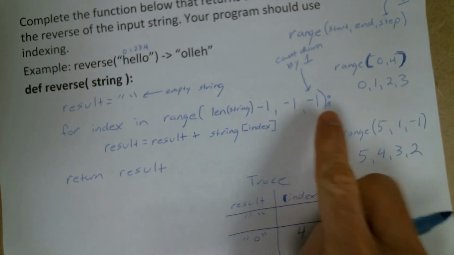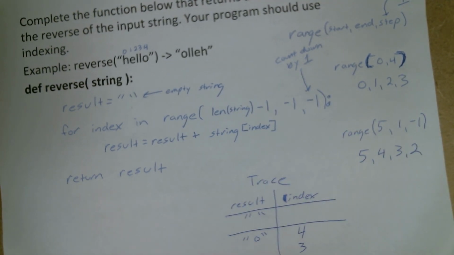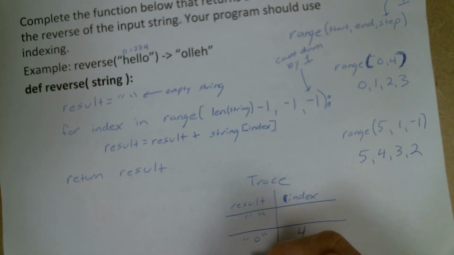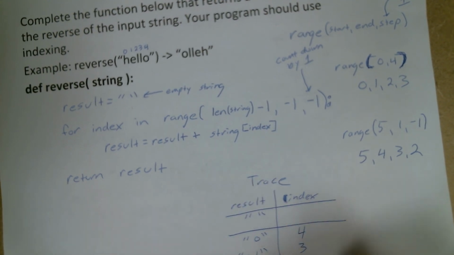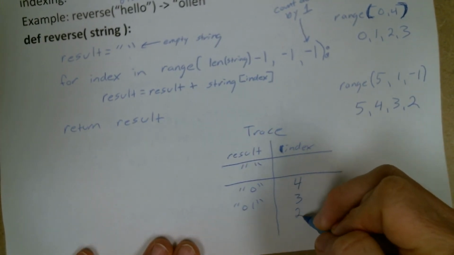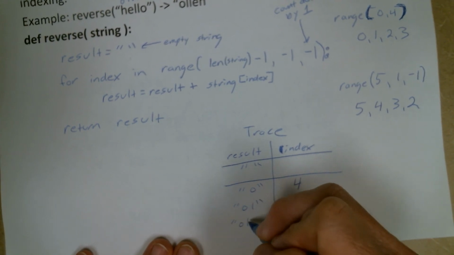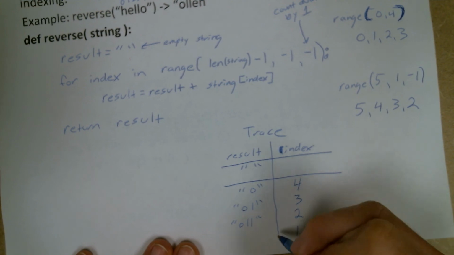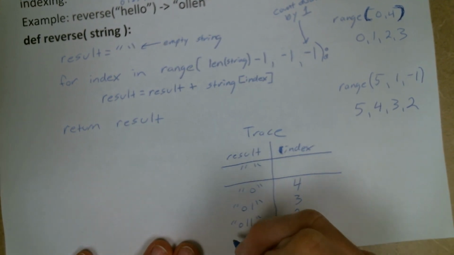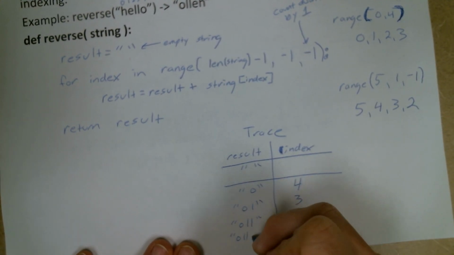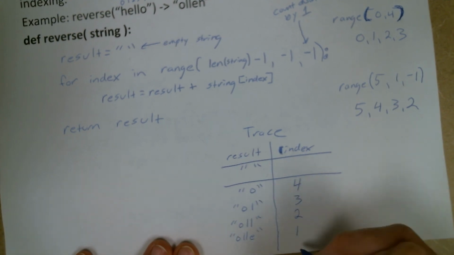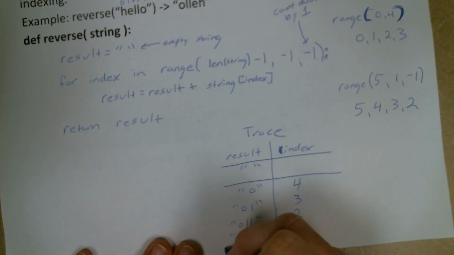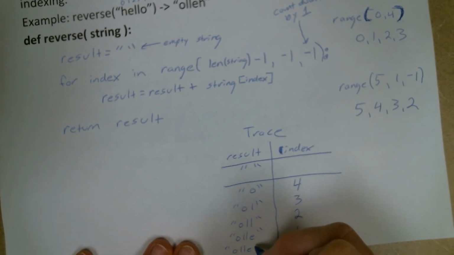Then, since we're counting down by 1, the index is going to become 3. We're going to add the L to that O, and we're going to end up with OL. Then the index is going to become 2, and we're going to get OLL. Then the index becomes 1, and we get OLLE. Then the index becomes 0, and we get OLLEH.